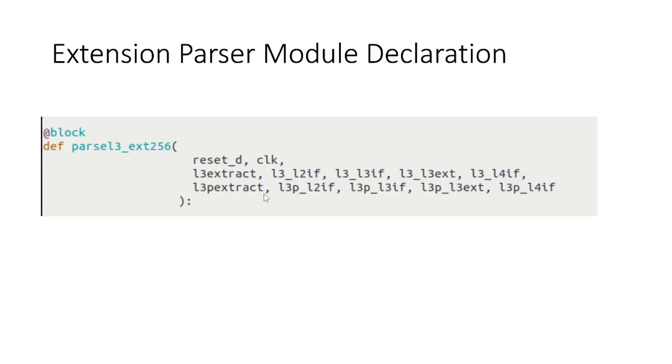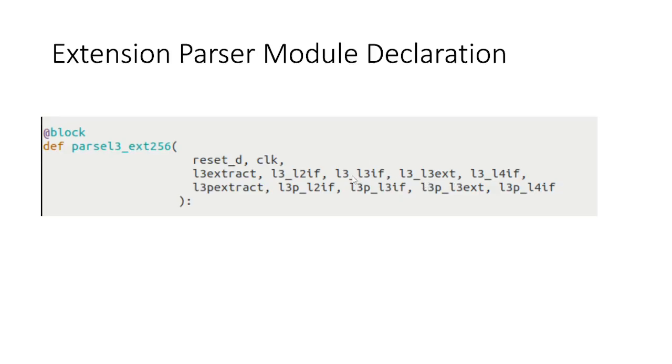Now the output of this is L3 P extract, which is the output, which is the extensions. So L3P: L2 interface, L3 interface, extension, and L4. It's very similar, except that this is the output of the extension headers. And the input has an extension as well, because you can chain these. So you can put multiple extension headers one after another, and that's why you have the extension.